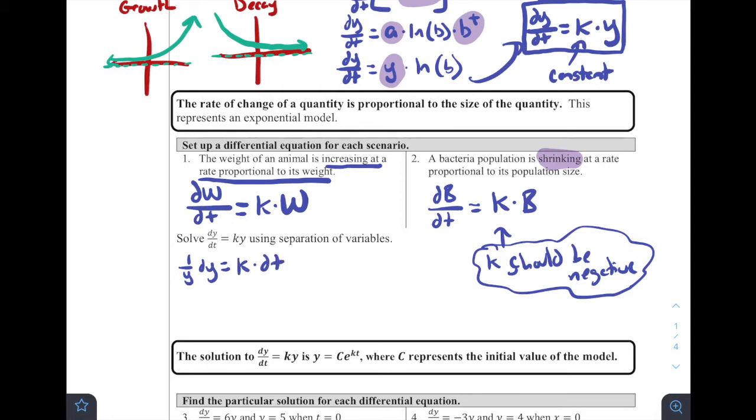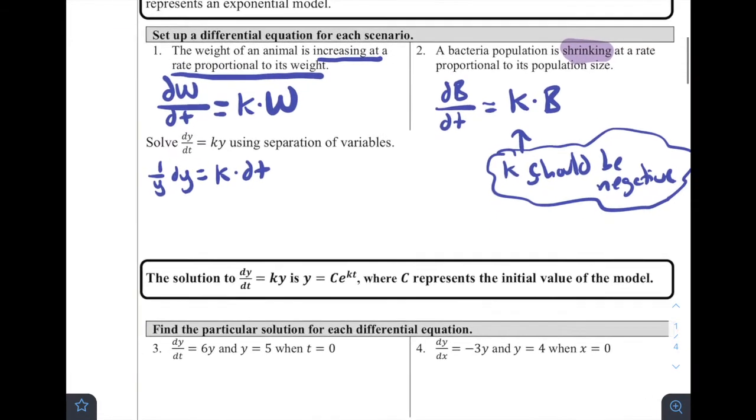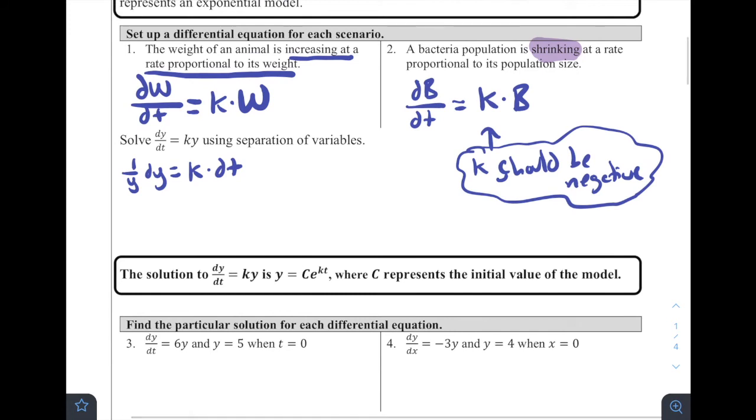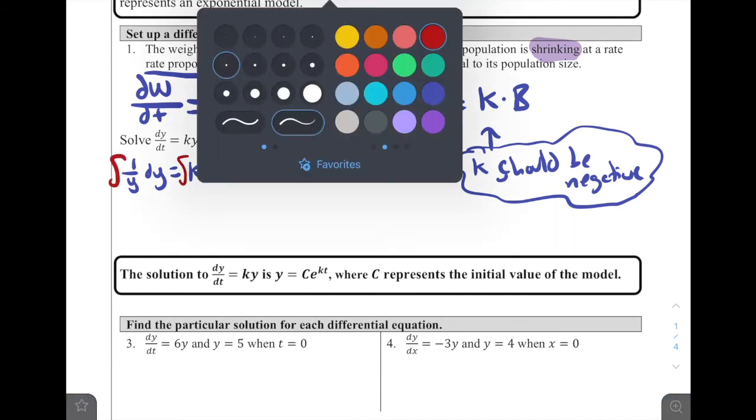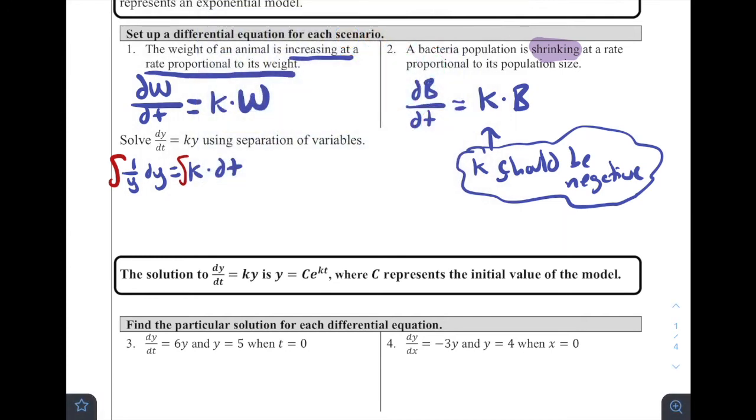So in this case, if I want to figure out what y is, just like we've been doing with other separation of variables, we need to integrate each side of this equation. We need to find the antiderivative of each side of this equation. If we do that, 1 over y, the antiderivative of that is the natural log of the absolute value of y.